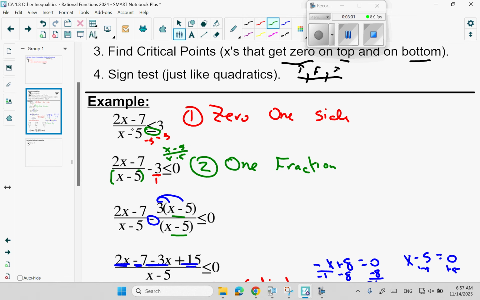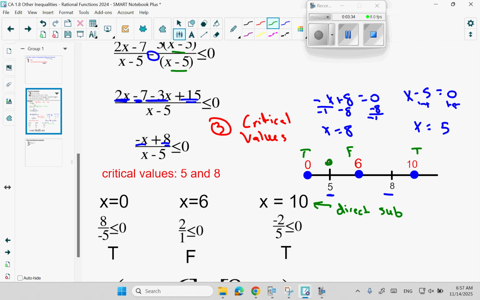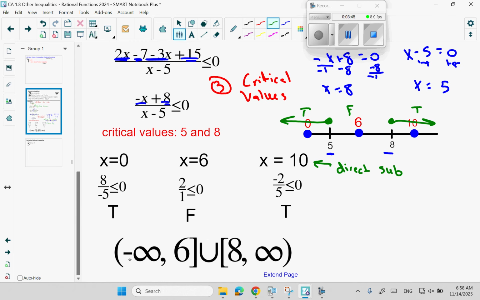Remember, this was equal to, so I would have closed circles on both of my critical points. Arrows pointed to where it's true. So I would get negative infinity to, this should say 5, I apologize, bracket, because remember, inequalities with the equal to are always with brackets on real numbers, union, bracket, 8 to infinity. Oh yeah, this is step 4, sign test. Apologize.